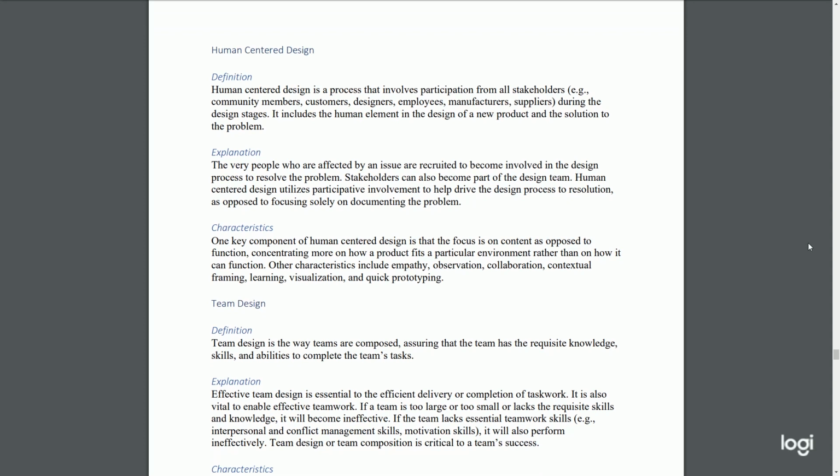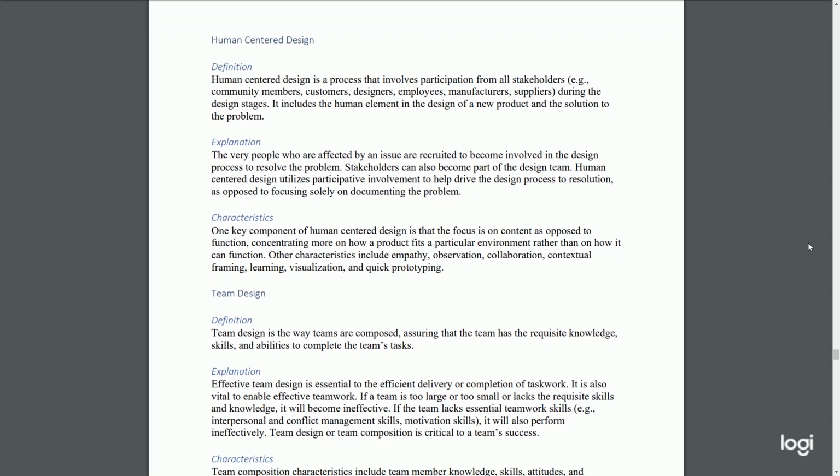If a team is too large or too small or lacks the requisite skills and knowledge, it will become ineffective. If the team lacks essential teamwork skills, example given, interpersonal and conflict management skills, or motivational skills, it will also perform ineffectively. Team design or team composition is critical to a team's success.